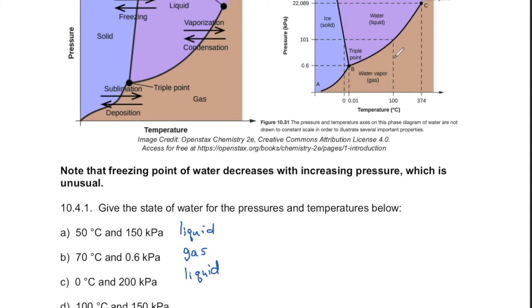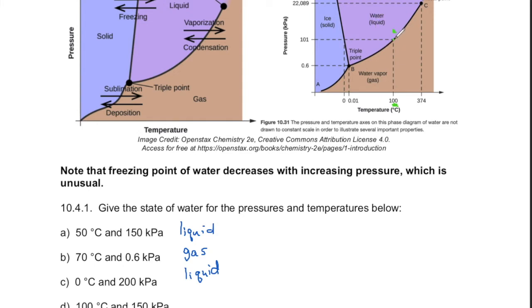And finally at 100 degrees, which is already marked off, if we get above 101 kilopascals, so 150 kilopascals would be over here. At this high pressure, even at the normal boiling point temperature of water, it would be a liquid.